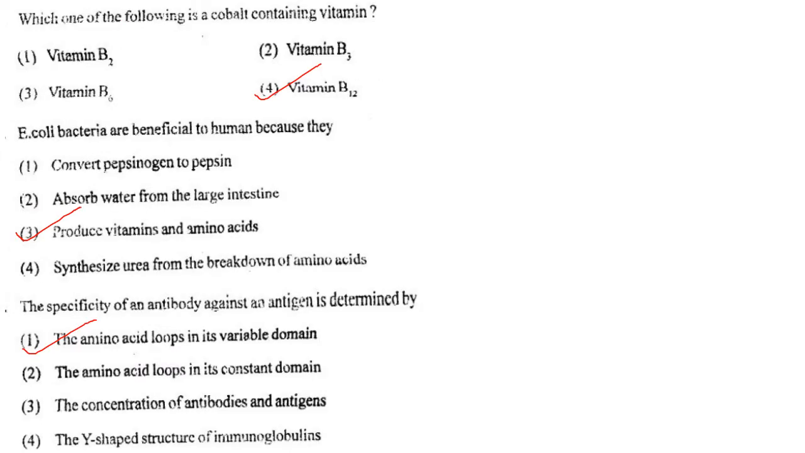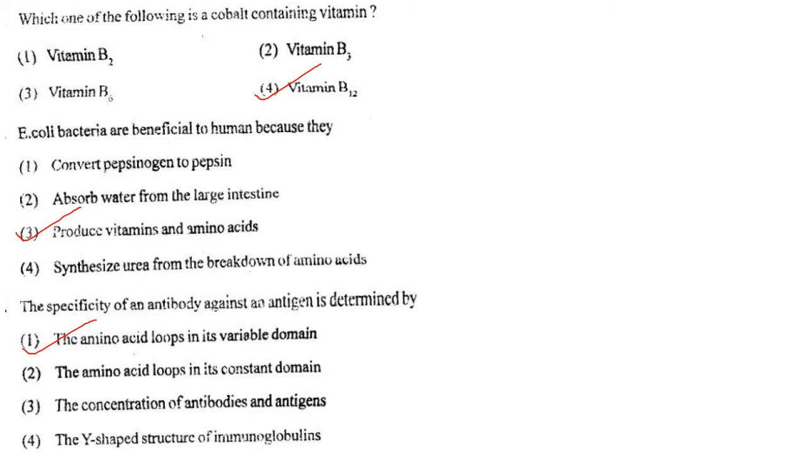Next one. Which of the following is a cobalt containing vitamin? Option 1 vitamin B2, 2 vitamin B3, 3 vitamin B6, 4 vitamin B12. Answer is option 4 vitamin B12. Next one. E. coli bacteria are beneficial to humans because they option 1 convert pepsinogen to pepsin, absorb water from the large intestine, produce vitamins and amino acids, synthesize urea from the breakdown of amino acid. Answer is produce vitamins and amino acids, option 3.